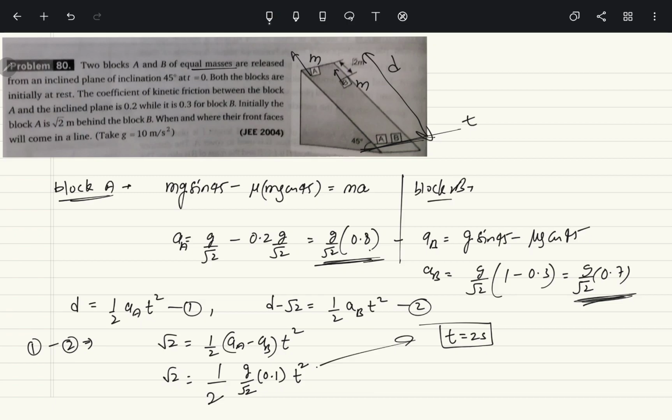So that is the answer. When they are meeting, the answer is 2 seconds. And where they are meeting: put this t value in equation 1. So d is equal to 1 by 2 times the acceleration of A, which is g by root 2 times 0.8, into t square, which is 4. Here g into 0.8 is basically 8 only, and if we cancel it out, it is like 16 by root 2. So that is the answer of this question. Thank you.